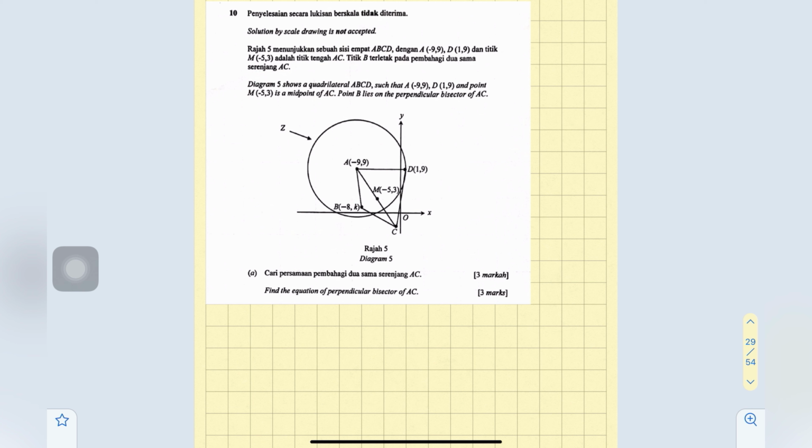Number 10, diagram 5 shows a quadrilateral ABCD such that point A is (-9, 9), point D is (1, 9) and point M (-5, 3) is a midpoint of AC. Point B lies on the perpendicular bisector of AC. Okay, so M ni dia dah bagikan situ titik tengah.